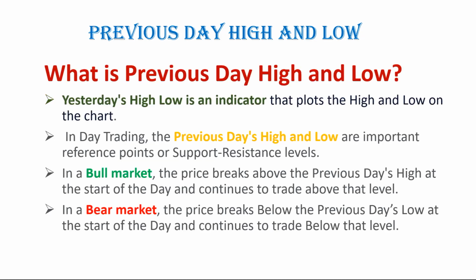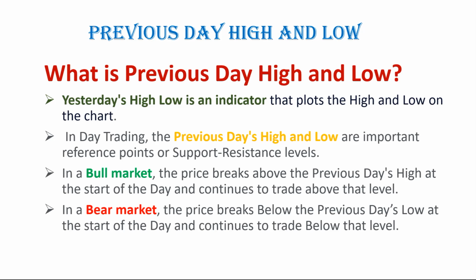So what is called the previous day high and low? We can use the previous day high low indicator on the chart. Those who can draw the support and resistance manually can draw it manually, else we can use an indicator to identify the previous day high and low. So if you are trading today, we can use yesterday's high and low as the major support and resistance for today's intraday trading. In day trading, the previous day high and low are important reference points, or support and resistance levels.